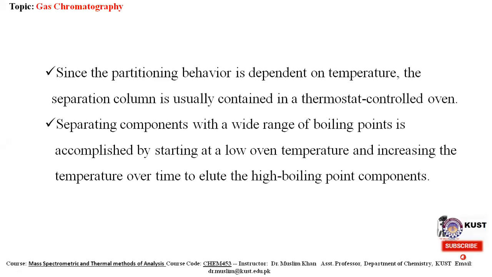Separating components in a mixture with a wide range of boiling points is accomplished by starting at a low oven temperature and increasing the temperature over time to elute the high boiling point components. It means that in a GC system, you have to program the increasing temperature. Initially you set the temperature low, and then you program the GC so that the temperature increases over time to elute the high boiling point components.